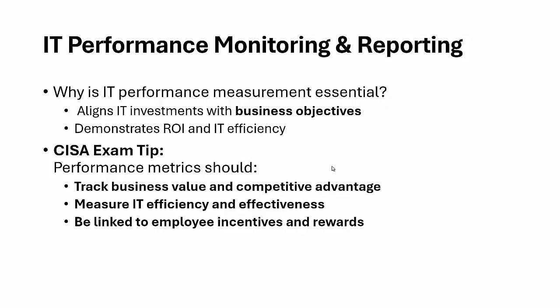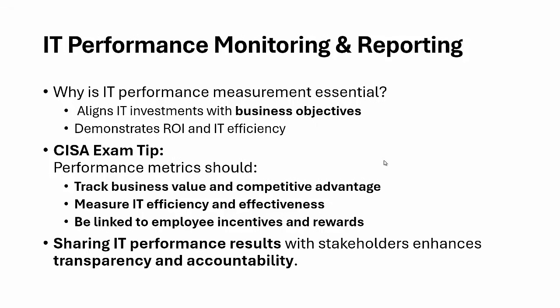As a CISA exam tip, performance metrics should be there, which track the business value and competitive advantage. We can measure the IT efficiency and effectiveness, and it can be linked to employee incentives and rewards. Sharing the IT performance result with stakeholders enhances transparency and accountability. But the question is how? We can do it with the help of KPI, KCI, and KRI. KPI stands for key performance indicator. KCI stands for key control indicator. And KRI stands for key risk indicator. Without a good KCI, KRI increases, which can harm the KPI.